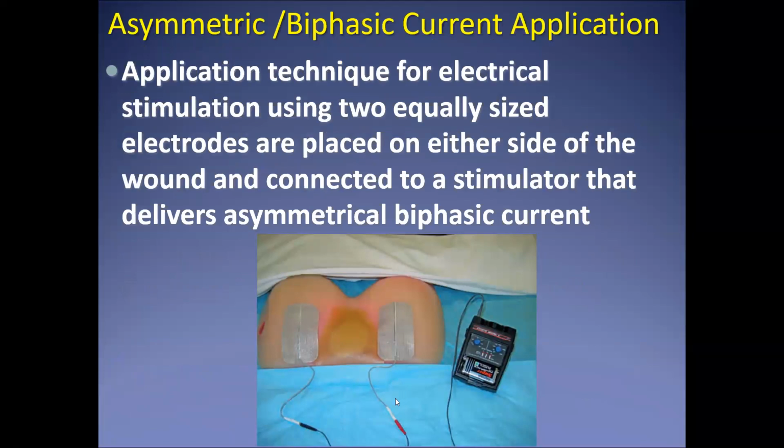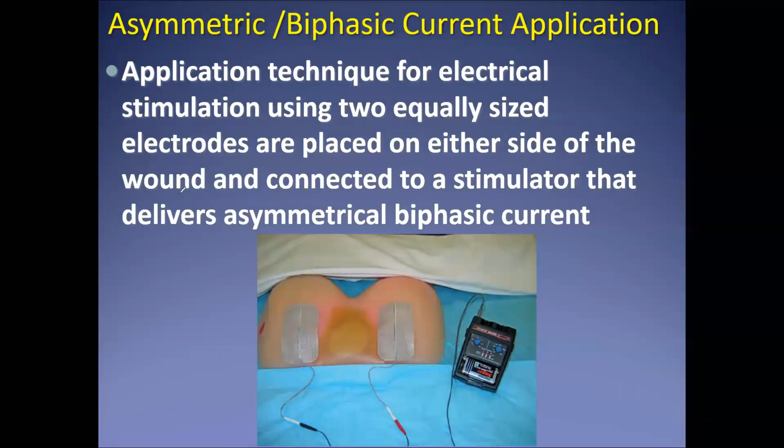Here's what Eric was asking about, the two equally sized electrodes placed on either side of the wound, right? Delivering a simultaneous asymmetrical biphasic current, right? So biphasic meaning up and down current, right? So what does a biphasic wave look like? You guys remember that from talking about e-stim? That's not a straight line. Clear that out. Need my straight line here.